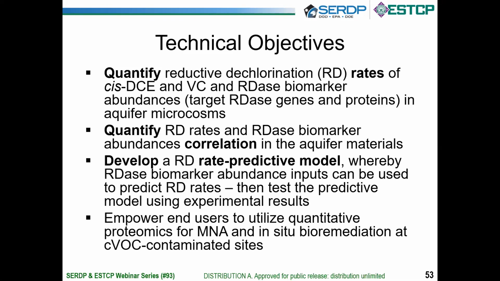So the objectives of this laboratory demonstration were to quantify the reductive dechlorination rates in a series of microcosms, and also to quantify the RDase abundances in those microcosms, to quantify the correlation between the RDase biomarker abundances and the reductive dechlorination rates, to develop a quantitative, predictive model that would allow one to predict reductive dechlorination rates based on biomarker abundances, and then finally to empower end users to use the quantitative proteomics tool, which is the way we quantify these proteins, as an additional line of evidence in support of MNA assessments, and also management of bioremediation at these sites.